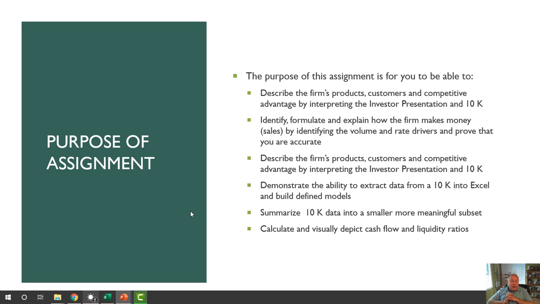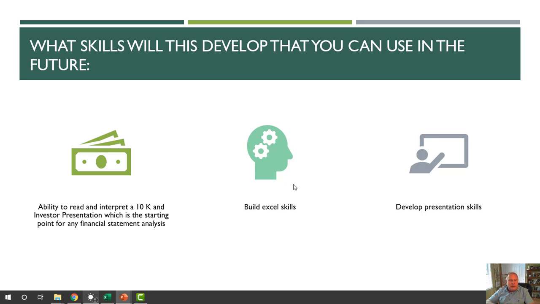Demonstrate the ability to extract data from a 10K into Excel and build defined models. Then be able to summarize 10K data into smaller, more meaningful subsets, calculate some. So that's what we're trying to do here. That's the purpose, is to assess you. Can you do this?